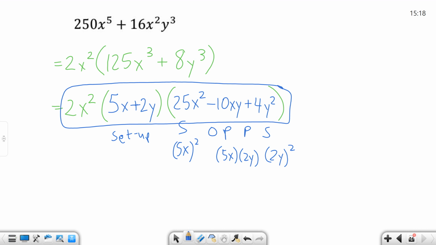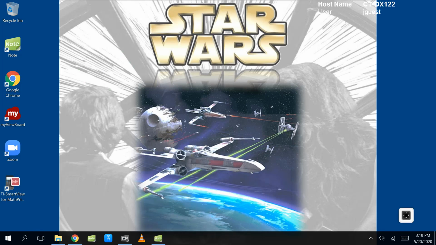So 2x squared and then 5x plus 2y and 25x squared minus 10xy plus 4y squared. And that is your final answer. And that also concludes our SOPPS, or sum or difference of cubes, video. All right, I hope this helps. Hope it helps you factor and do well in your algebra class wherever you may be.